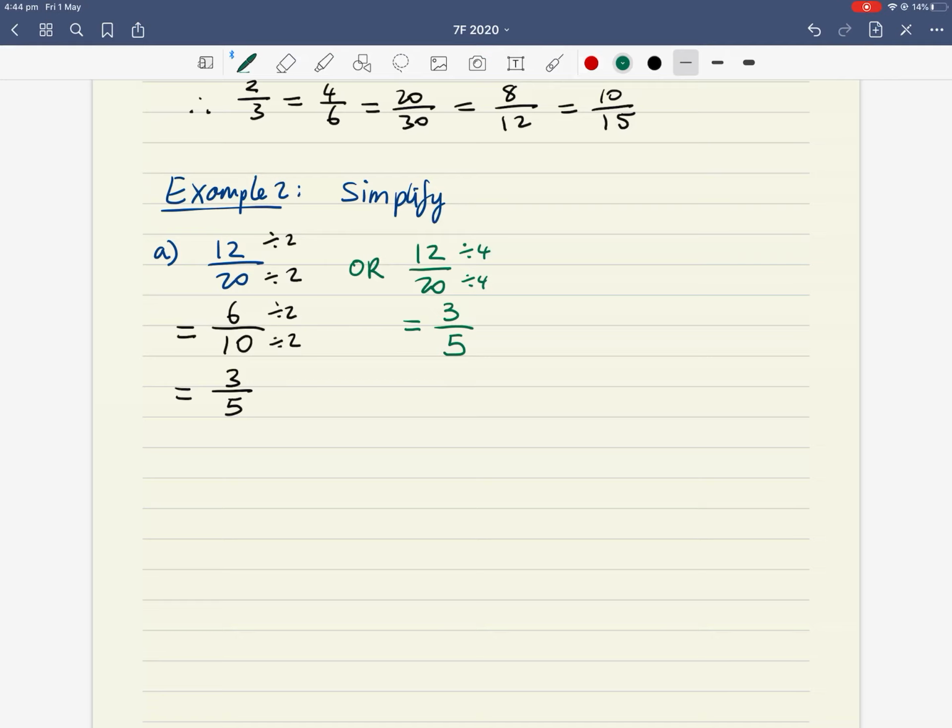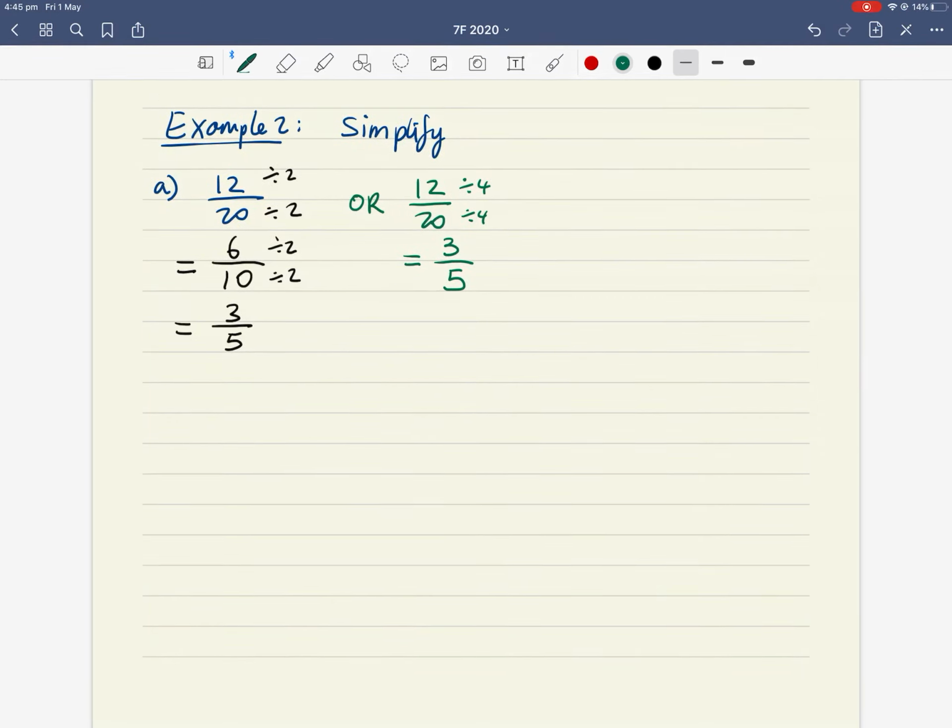So again, it would be easier if you could see what the highest common factor is. But if you can't see it, that's okay. Just work with any common factor that you know between the two numbers, top and bottom. Let's do another one. Let's simplify 7 over 42.